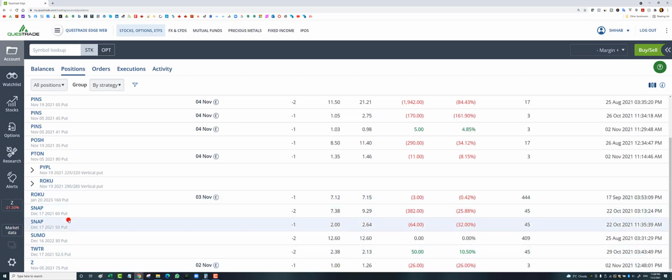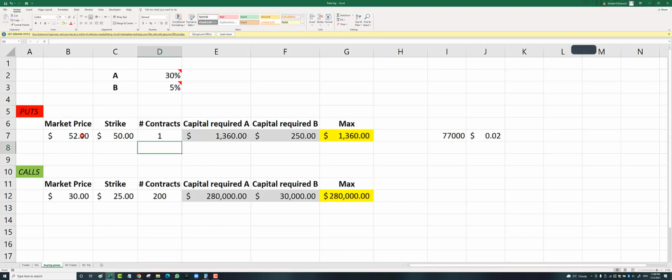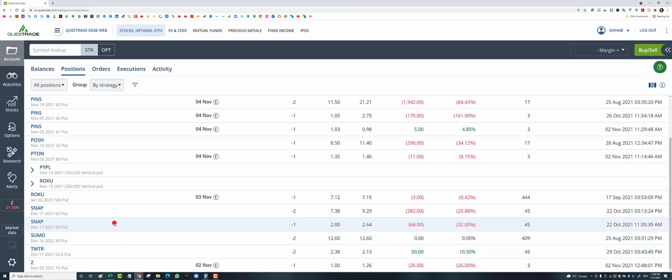And then I've got Twitter, 2 contracts, 52.5. I think Twitter's around 53.5, let's say. I've got 52.5 strikes, and I've got 2 contracts. So this one's taking about 3,000 USD buying power from me. So you can see it adds up quickly.